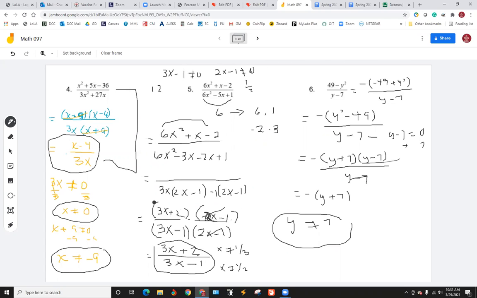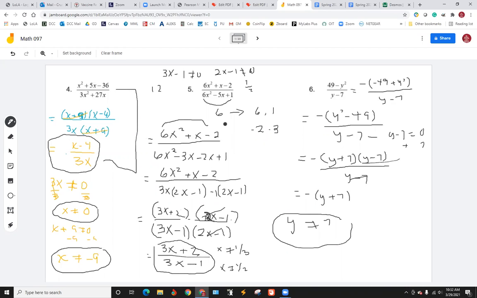Anyway, once you figure out that it's 3x plus 2, I'm just going to write that there so you don't think I skipped anything. So 3x plus 2 times 2x minus 1 on the numerator, and the denominator is 3x minus 1 times 2x minus 1. The 2x minus 1s go out, and all that's left is 3x plus 2 over 3x minus 1. So that's the simplified answer.